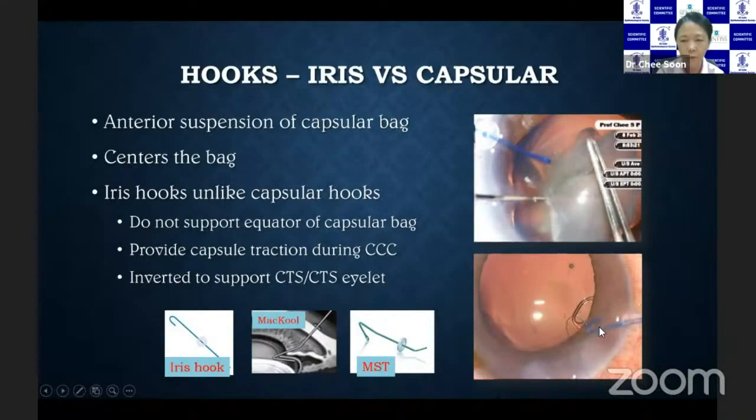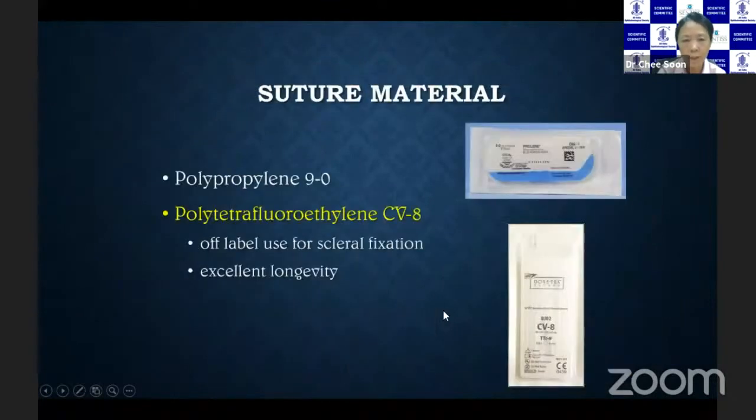So for example, if you have no access to a capsular bag hook, you can use a capsular tension segment, which you suture in later, but you can use it at the time of phaco to just support the equator at this area. Suture material: generally we propose the use of stronger material than 10-0 prolene, so we use 9-0, or what I use routinely today is actually 7-0 Gore-Tex. It's CV8, although it's 7-0 Gore-Tex. It's off-label use for scleral fixation, and it's got excellent longevity.